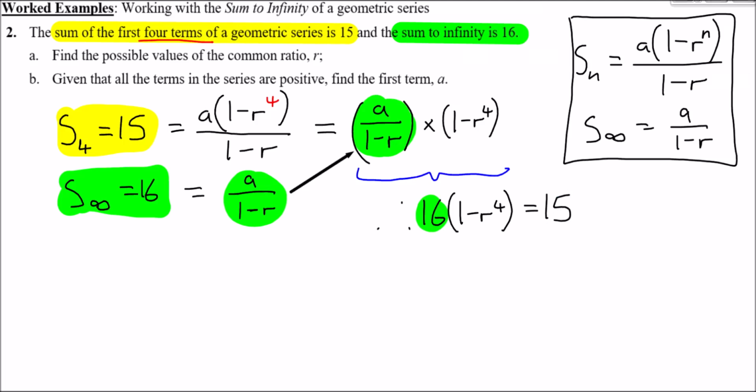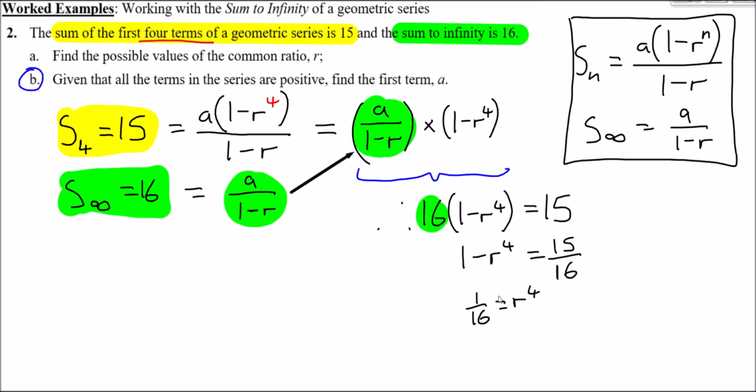and now we can actually proceed, and it's relatively speaking not too bad from here on out. So if we divide by 16, we get 1 minus r to the 4 equals 15 over 16. Then what I want to do is to simplify this slightly if possible. So if I get the numbers onto one side and r onto the other, so I'm going to have 1/16 equals r to the 4.